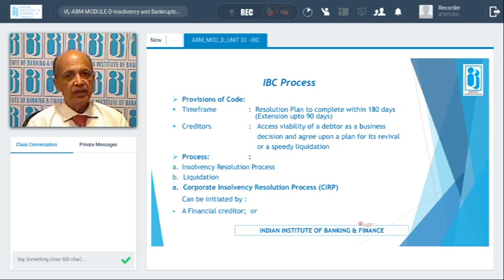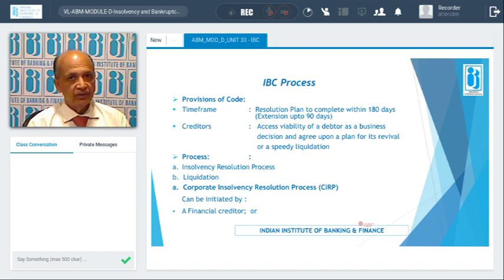Another feature of this IBC is that the creditors assess the viability of the debtor. That is one of the important features available in this system. They assess the viability of the debtor as a business decision and agree upon a plan for revival or a speedy resolution. So viability can be established by the creditors, that is the lenders, and they can take the call whether to go in for a revival resolution, or a liquidation process, or a speedy liquidation.